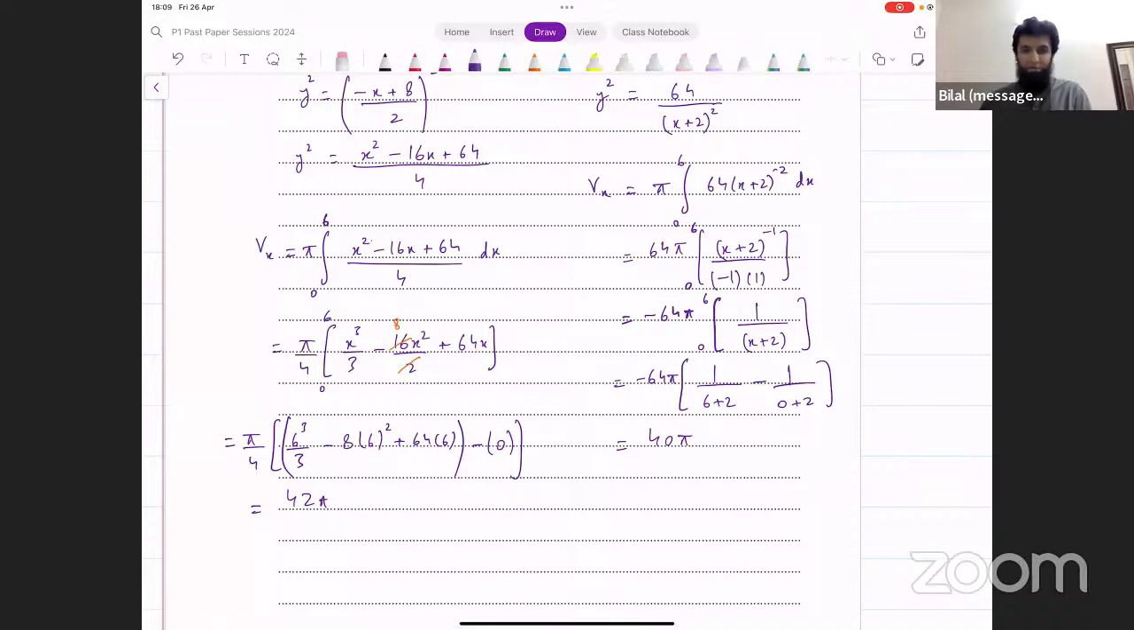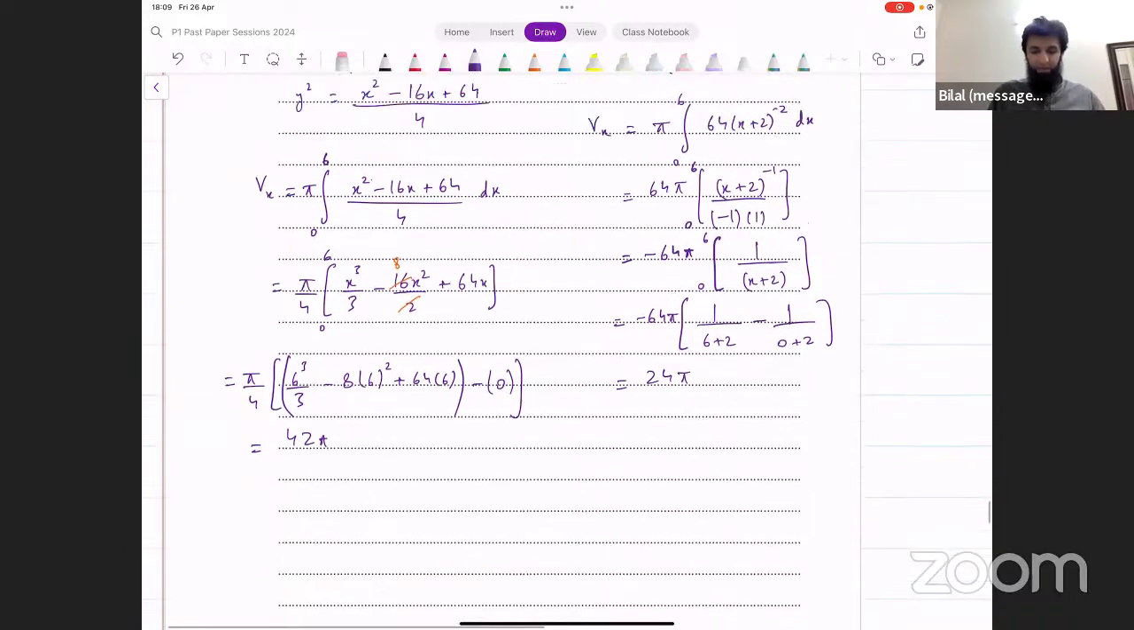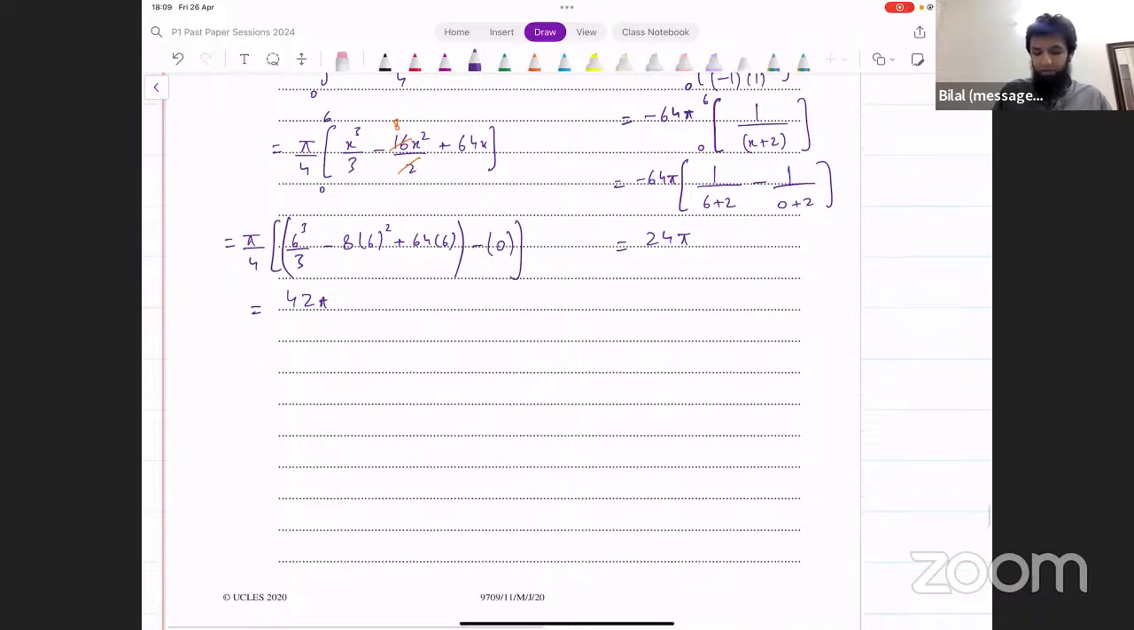Okay, let's evaluate this. 1 divided by 8 minus 1 divided by 2. Yeah, that's not this as well. I put something else earlier here. Into 64. Yeah, so this is 24 pi. Okay, so there were some calculation errors there. I'm sorry about that. This is what we're getting for the two volumes. And now we find their difference. The required volume, let's see what this turns out to be.